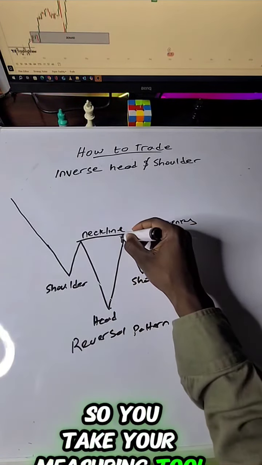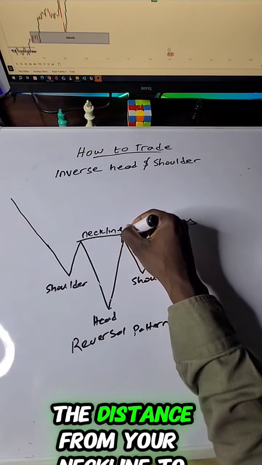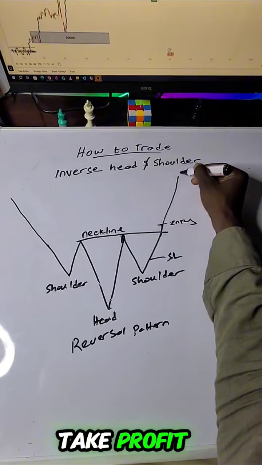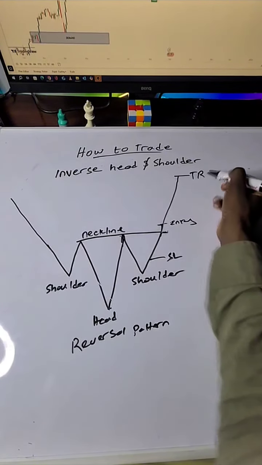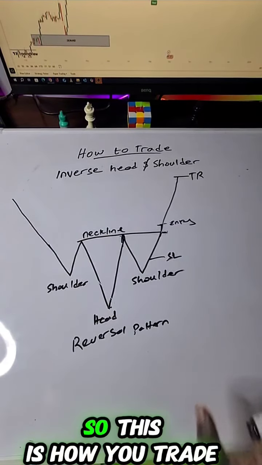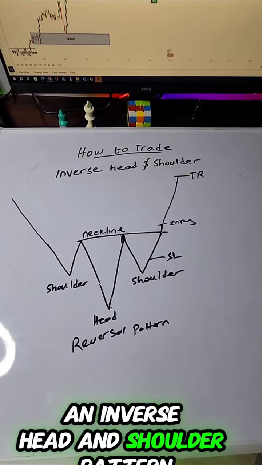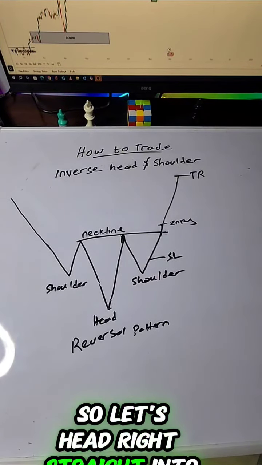So you take your measuring tool and then you measure the distance from your neckline to the head, and then place your take profit just right there above it. So this is how you trade an inverse head and shoulder pattern. So let's head right straight into the charts.